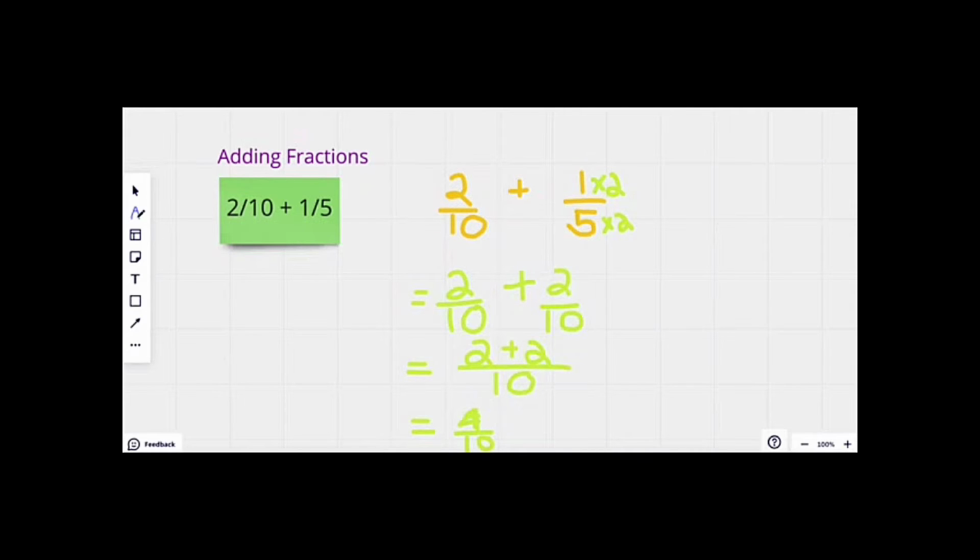Let me redo this, I don't like how it looks. It looks a little bit confusing. I don't want you to get confused there. Okay, so this is a 4 right there.